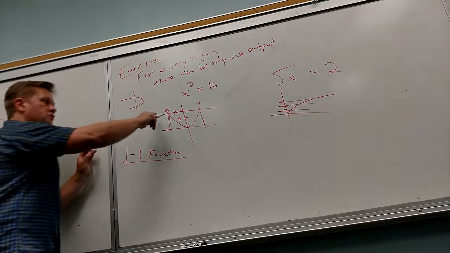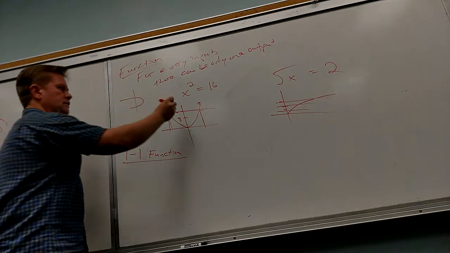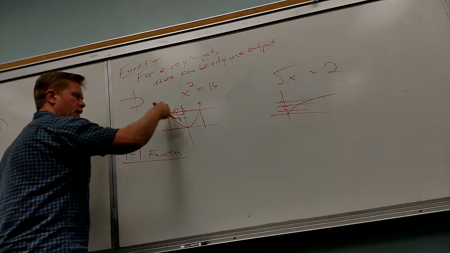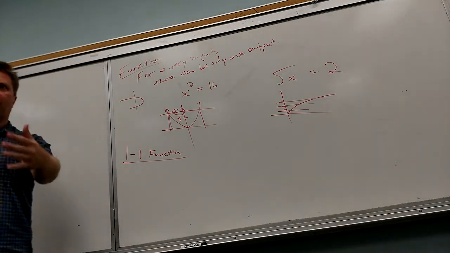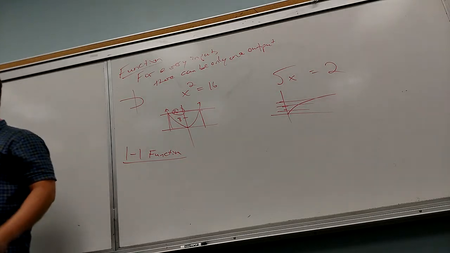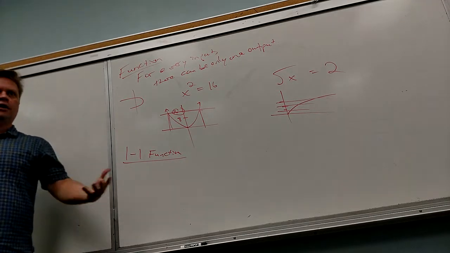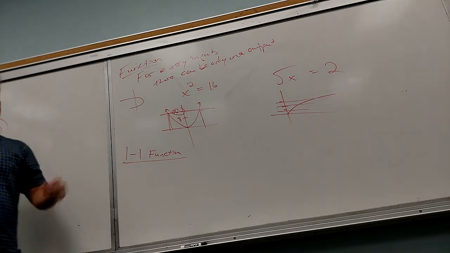Because if a horizontal line goes through my picture more than once, that means that output had 2 different inputs that came to it. Then I can't be a detective. I can't work backwards and tell exactly who it was. It was you, 4. No, it wasn't. It was you, -4. No. I don't know. Put them both in jail. Right? Or have the dragon kill them both.